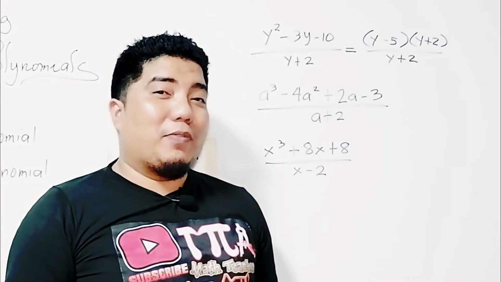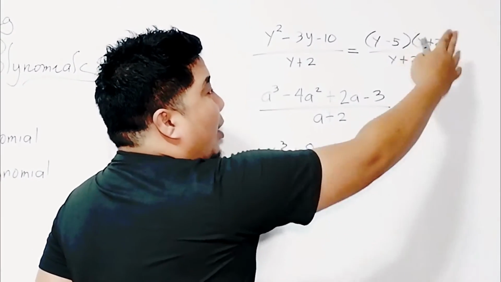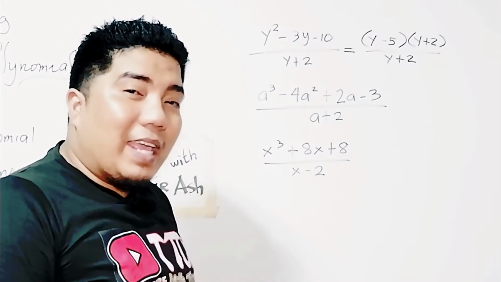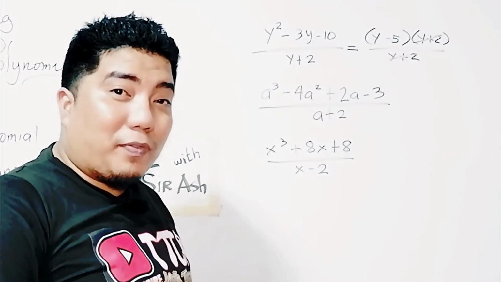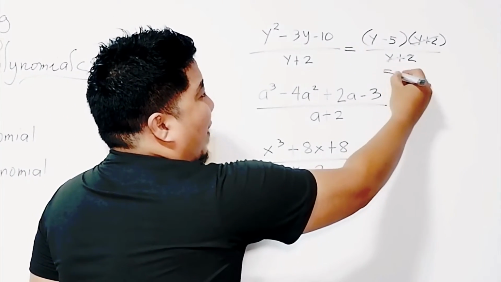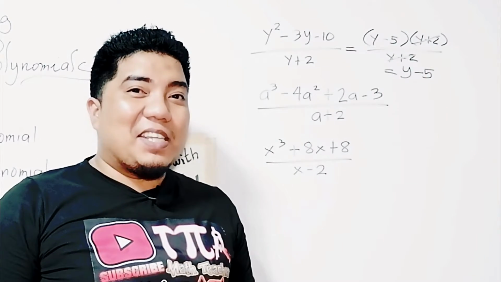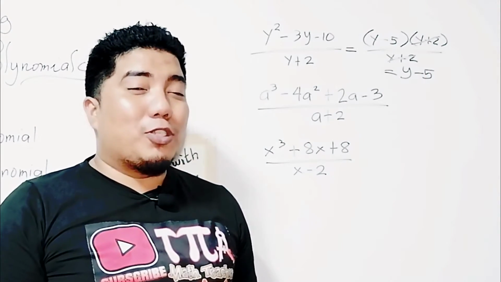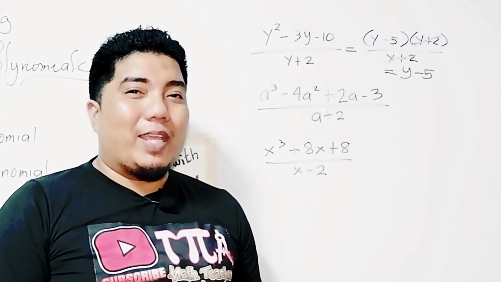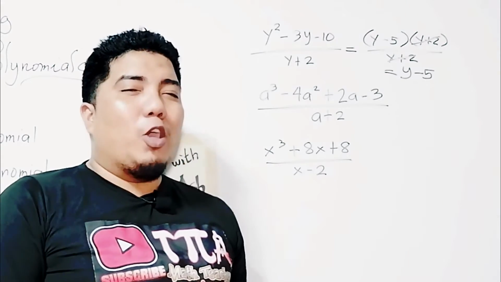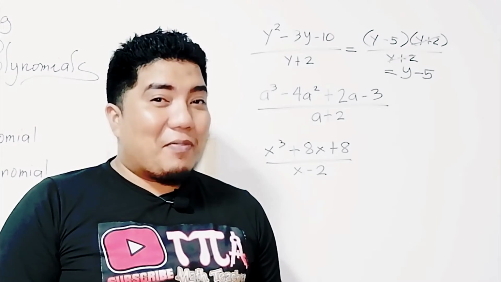Now, what can you observe in this given scenario? As you can see, you have the same binomial in the numerator and in the denominator. If that is the case, you can cancel them and what's left is your final answer. So, therefore, your final answer is y minus 5. Easy, right? But that is by the use of the factoring method, which is introduced in the grade 8 level. But in my channel, you can watch this, my dear math learner. Just visit my playlist in the grade 8 level.